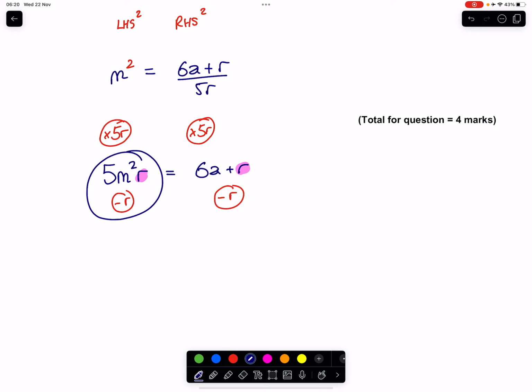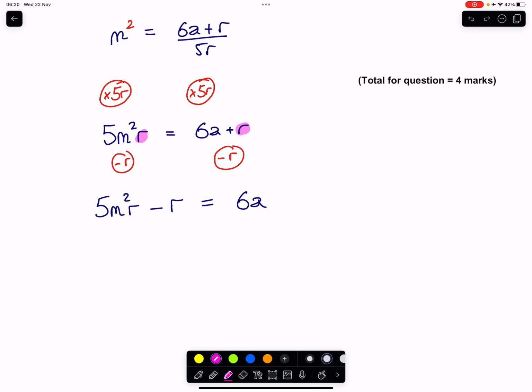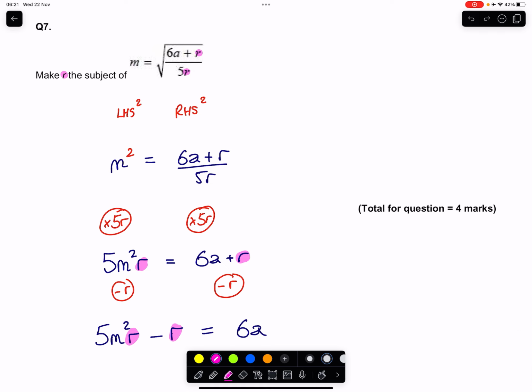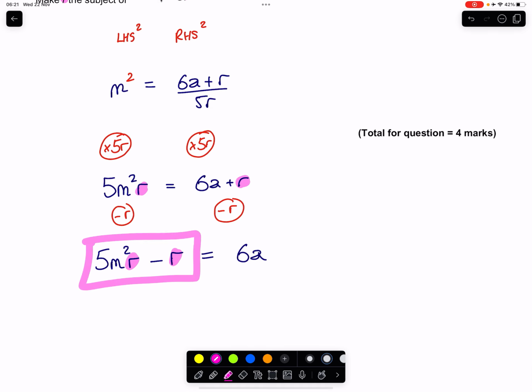Of course, these two don't mix together, so I just write them out as 5m squared r, take away r, equals 6a. I cannot mix these together because there's this other variable in the mix. If that was just 5r, take away 1r, then I can mix them to get 4r, but that m squared spoils the party. And this gives us the last problem. The fact is that we have two r variables, but we only want one in terms of making it the subject, and these two terms do not mix.